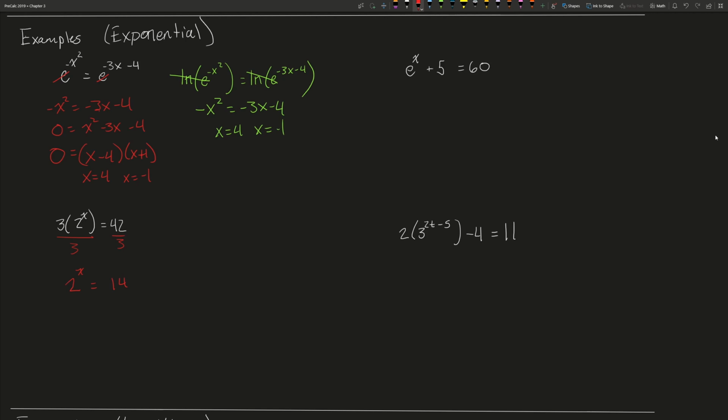Again, in order to do that, we have to use the inverse property. So we need to take a log base 2 of 2 to the x. And because we did that on the left-hand side, we have to do it on the right-hand side. This log base 2 cancels out the base of 2, so we're just left with x. So x will equal log base 2 of 14.